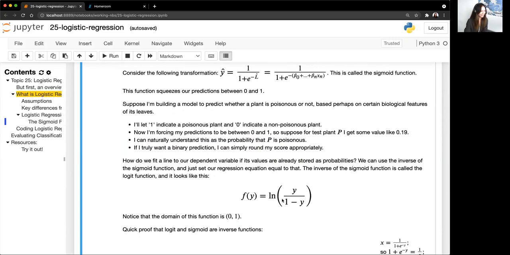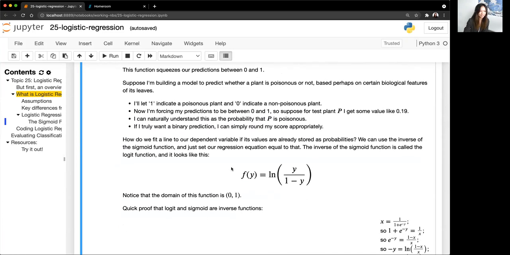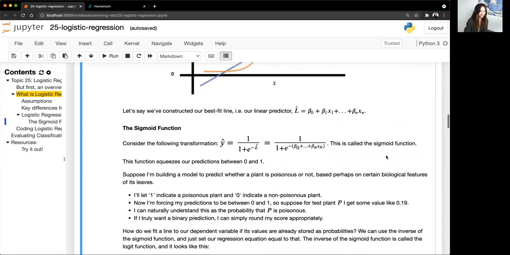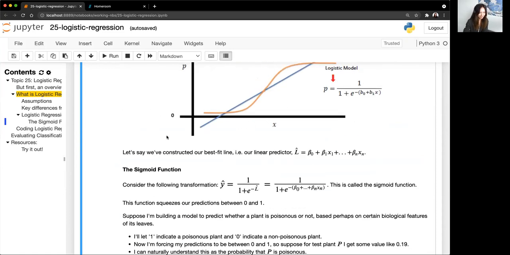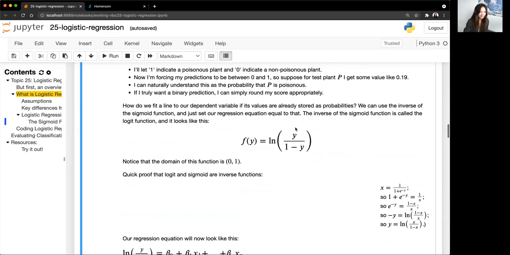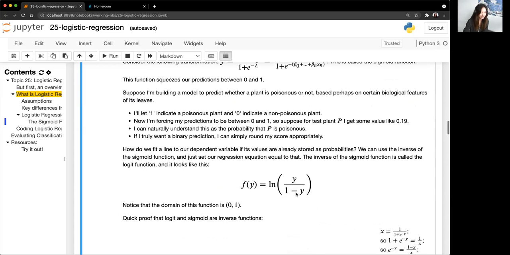All good. All right, so how do we fit a line to our dependent variable if it's already stored as probabilities? We can use the inverse of the sigmoid function and set our regression line equal to this. The inverse of the sigmoid function, basically how you get from this curve back to the straight line, is given by this equation. Now, this equation is a lot simpler to read than this one over here.